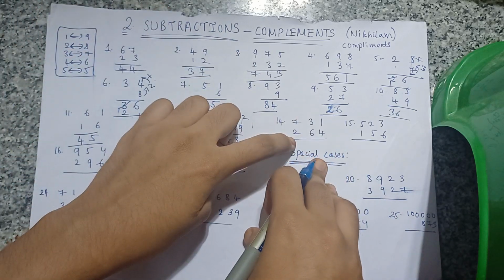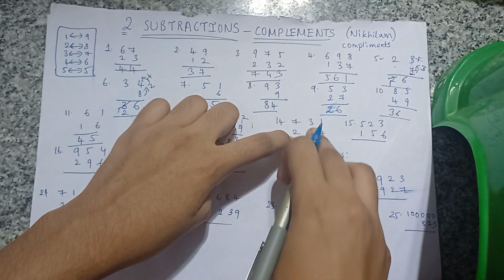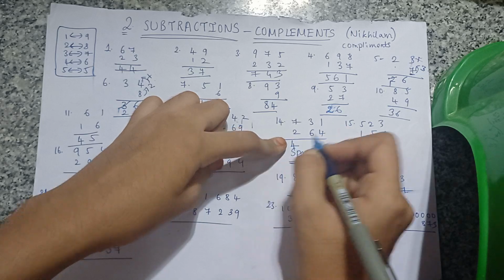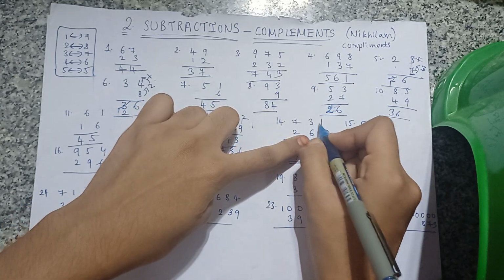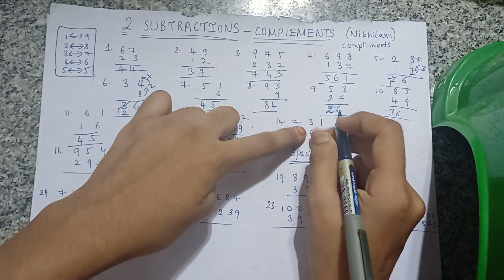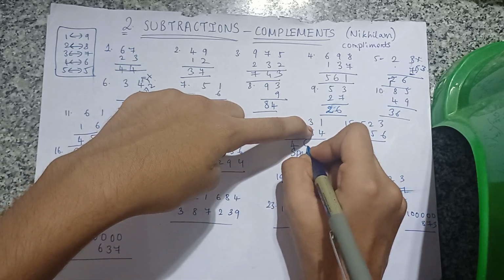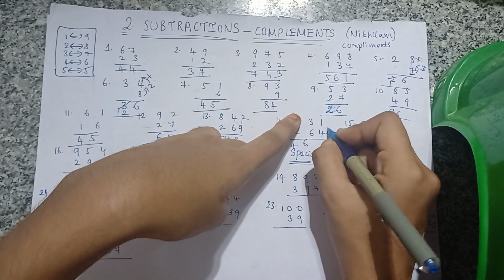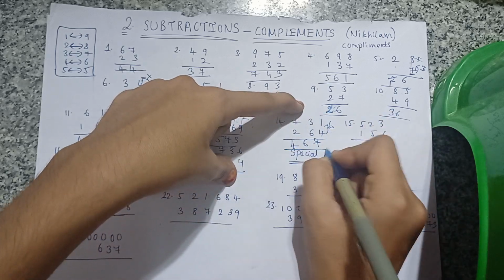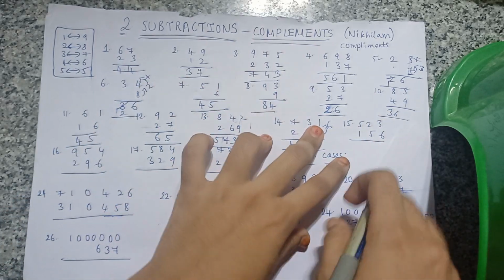Now 7 minus 2, 5, but since it is a mismatch pair, you have to subtract 1, so 4. Now the complement of 6 is 4. 4 plus 3 is 7, but since this is a mismatch pair, you have to subtract 7 minus 1, that is 6. And now the complement of 4 is 6. 6 plus 1, 7. See, now coming to this one.